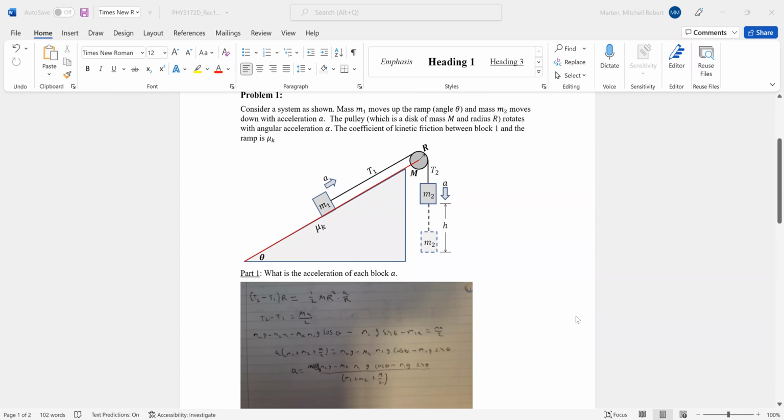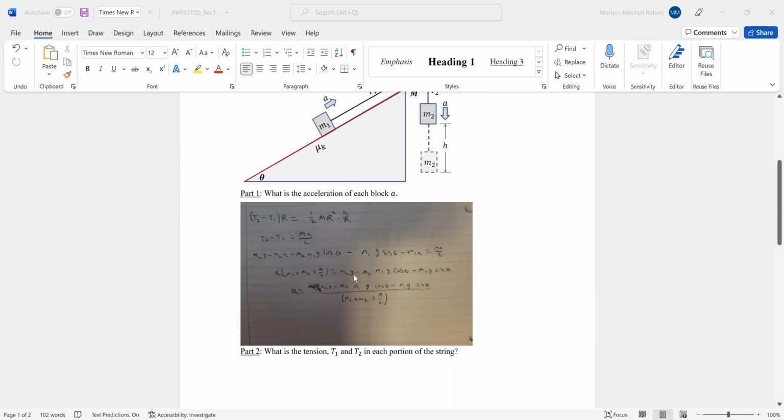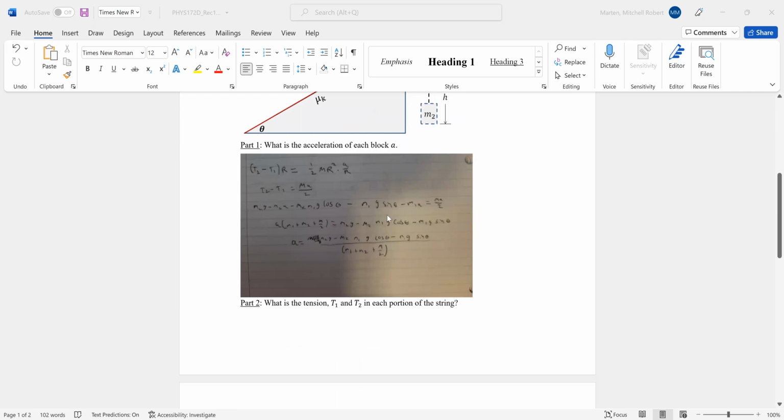So I kind of did this in a roundabout way. All the work is here, but I'll just explain what I did. So right here, you have the torque principle where you have T2R minus T1R is equal to 1/2 MR squared times alpha, which we know is equal to A over R. So then if you factor out the R, you'd have T2 minus T1 is equal to MA over 2. And then as you can see, there's kind of this work right here.